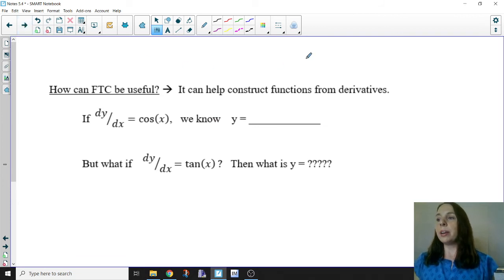Okay, so how can FTC be useful? Well, for our purposes right now, we are going to use it at times when we have a derivative and we don't know how to find the antiderivative. Take a look at the next section.